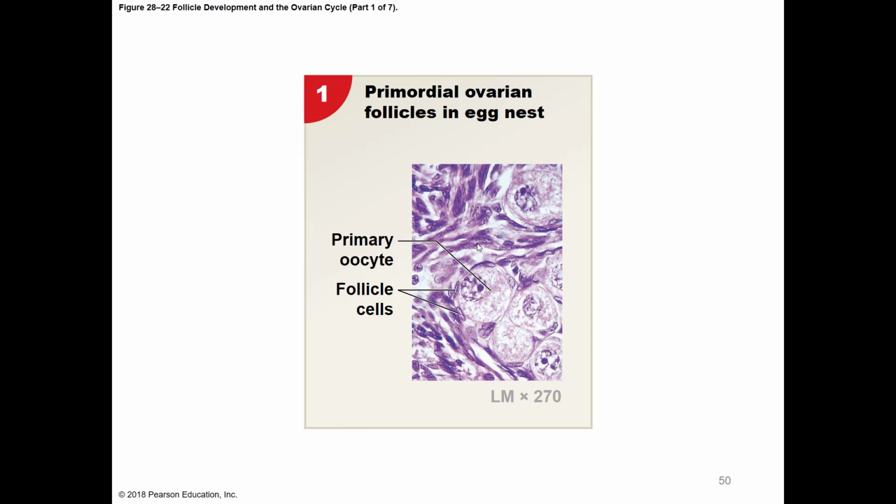Beginning at puberty, primordial ovarian follicles are continuously activated to join other follicles already in development. The activated primordial ovarian follicle will either eventually mature and release in the process we call ovulation, or it will degenerate in the process we call atresia.